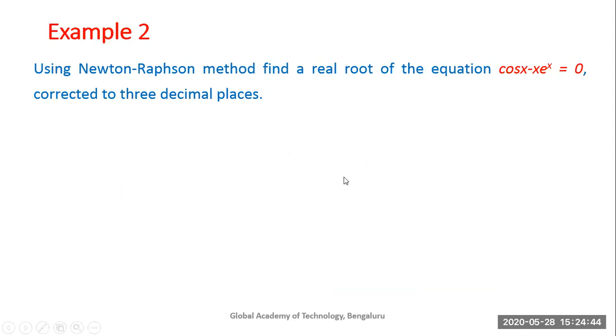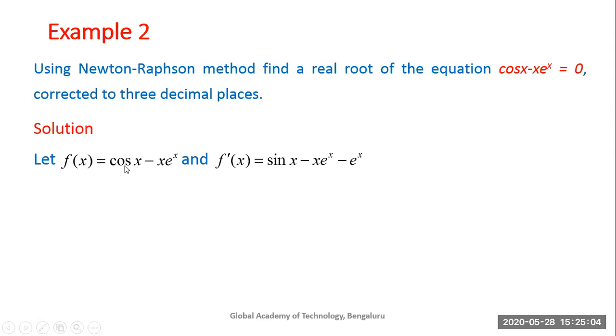So take one more example using the Newton-Raphson method. Find a real root of cos x minus x into e power x equal to 0, corrected to 3 decimal places. Here x naught is not given. So f of x is cos x minus x into e power x, and f dash x, so differentiate this.